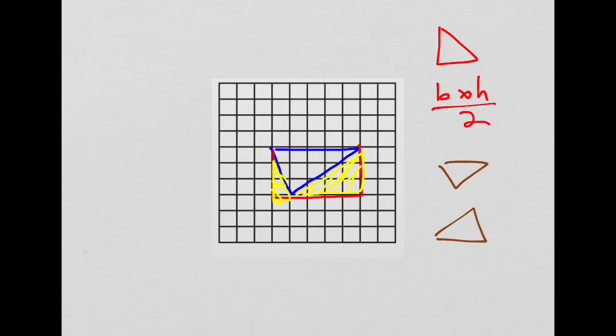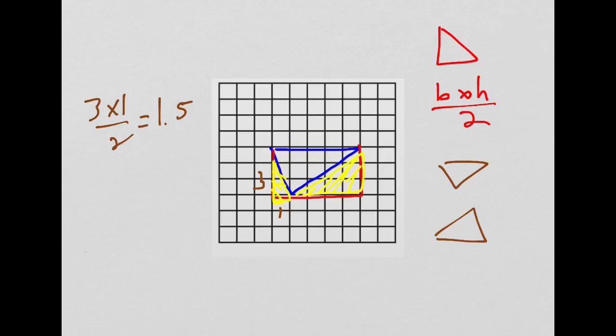So let's start with the small one. The small one measures 3 by 1. So 3 times 1 divided by 2 is 1.5. 3 times 1 is 3, divided by 2 is 1.5.